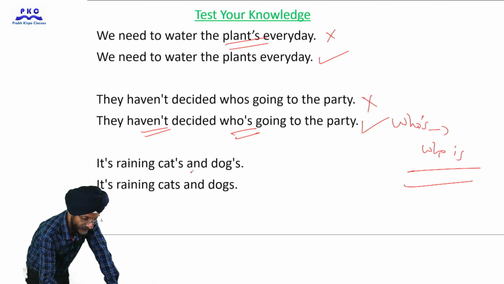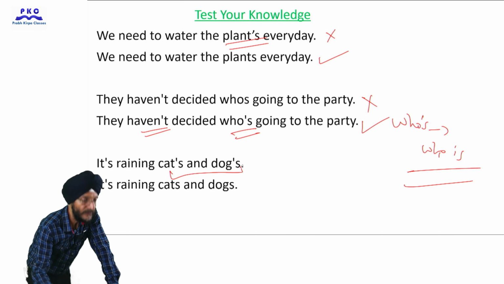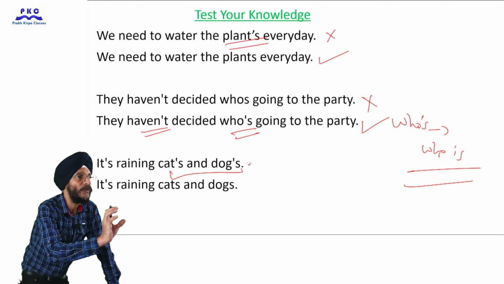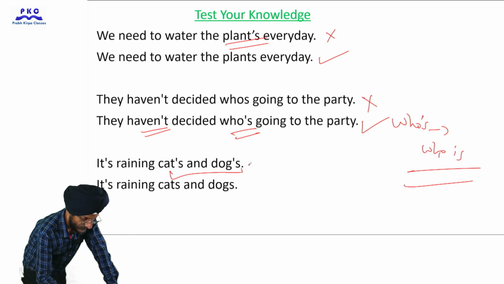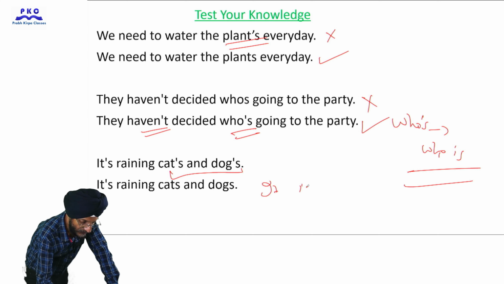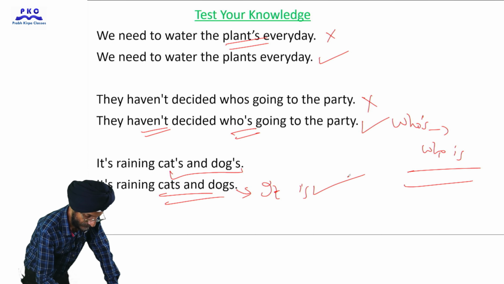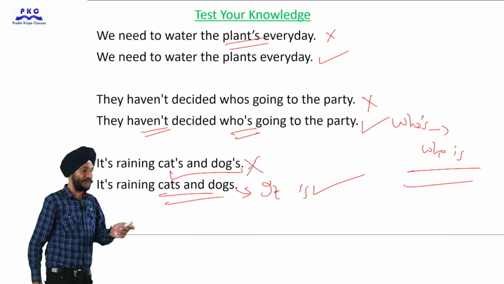It is raining cats and dogs. It is an idiom. It is not to be written by way of use of apostrophes. It is raining cats and dogs. This is okay. Second, the first is wrong.